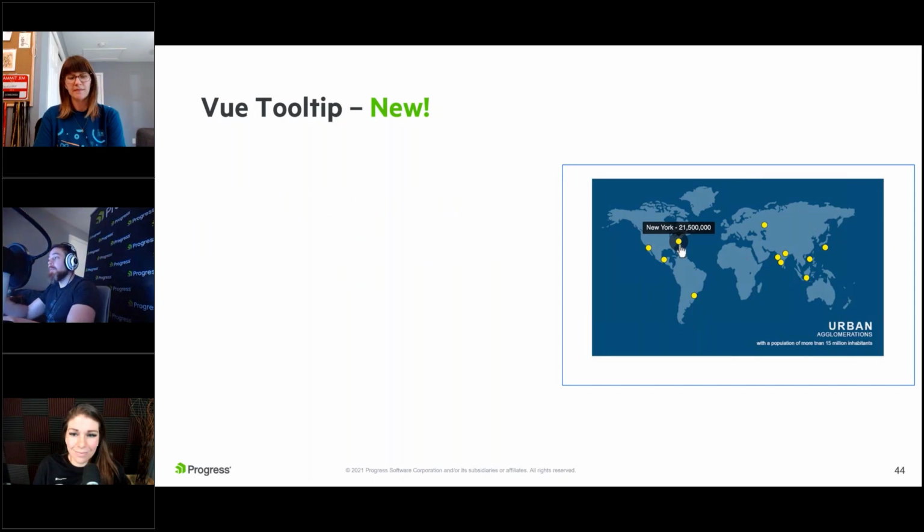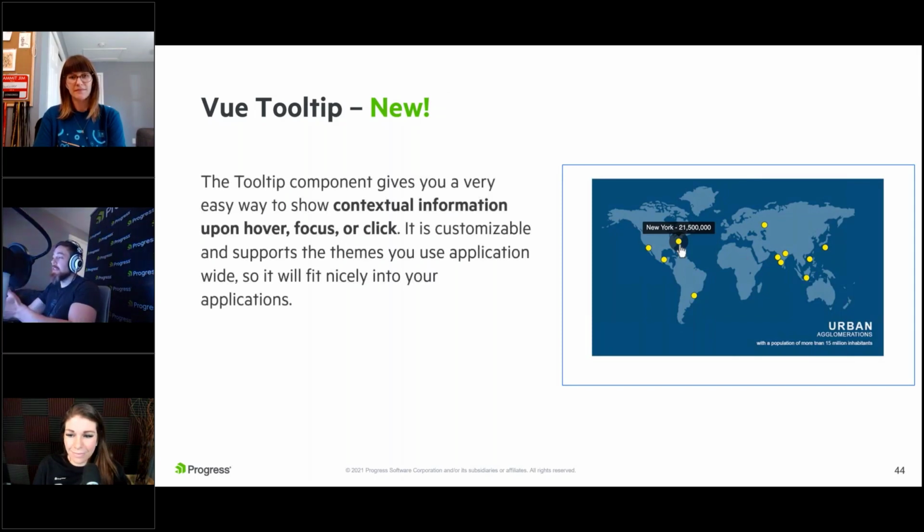We also added the tooltip component, which you can see here. That's actually applied to one of the chart elements, but the tooltip can be applied to any HTML element across your application, whether it's something you created or something that's integrated with the Kendo UI components as well. And this can be displayed on hover, focus, or click. That's 100% up to how you want to configure it.